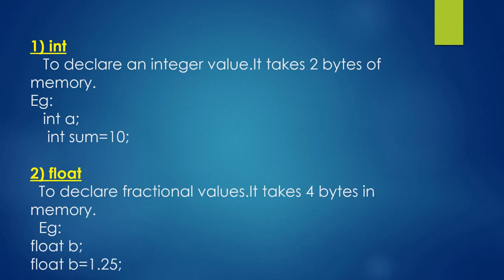The first one, int. What is the use of an int data type? Int is used to declare small integer values, and it takes 2 bytes of memory. Example, int a. Int a means a is an integer value, and how many bytes does it take? 2 bytes. It is allocating 2 bytes in memory for this variable.